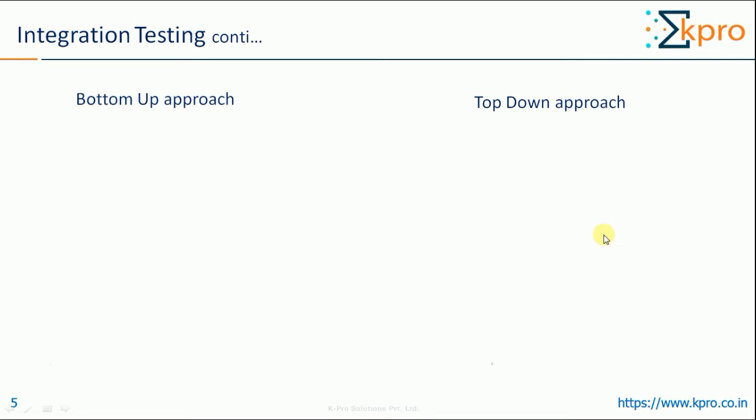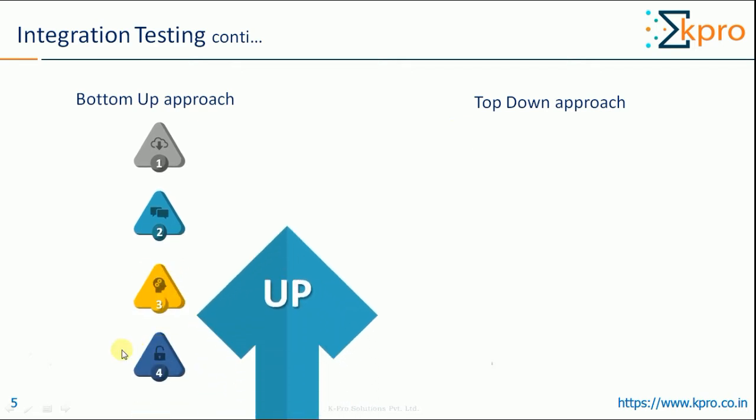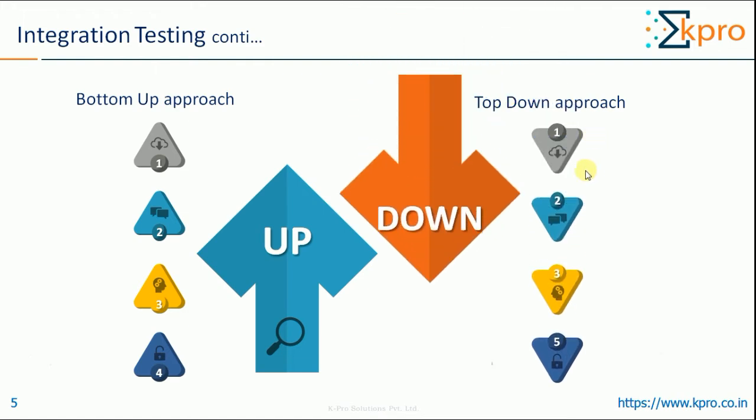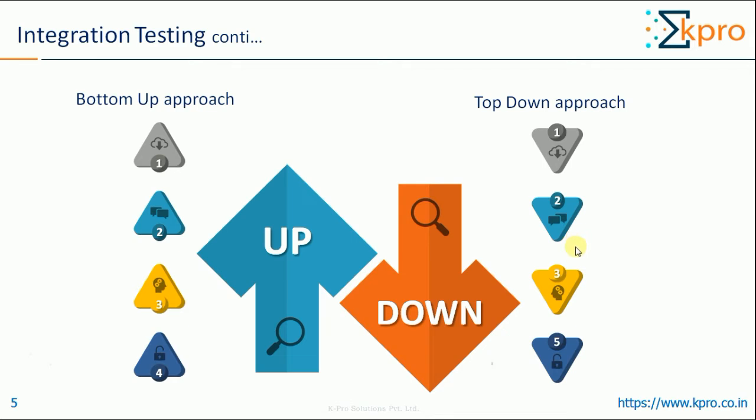There are two approaches in integration testing. One is bottom-up approach and another is top-down approach. Let us look at bottom-up approach. In this approach, the basic module of the system is tested first and testing progresses along with the parent module. If the parent module is not available at that time, a dummy module is created and that module is called stubs.